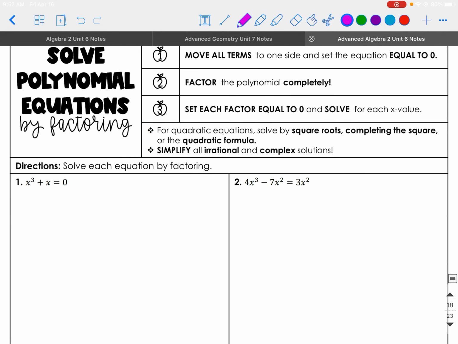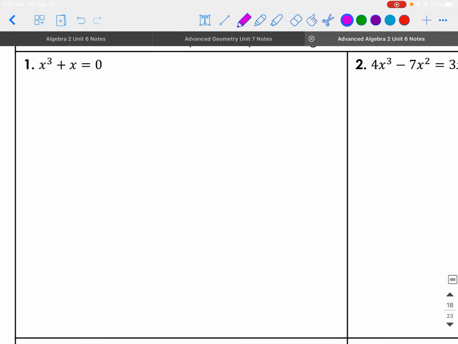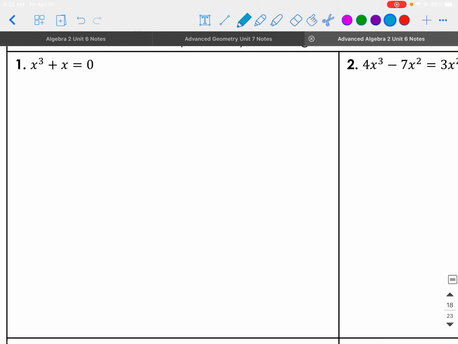All right, so what we're going to do is we want to get our equation set equal to 0, meaning we get everything on the same side, and then we're going to factor it completely. And then we take each factor and set equal to 0. Sometimes that'll be really easy, really quick. We won't need the quadratic formula, but sometimes we will. All right, so number 1, it is set equal to 0. Always look for a GCF first.